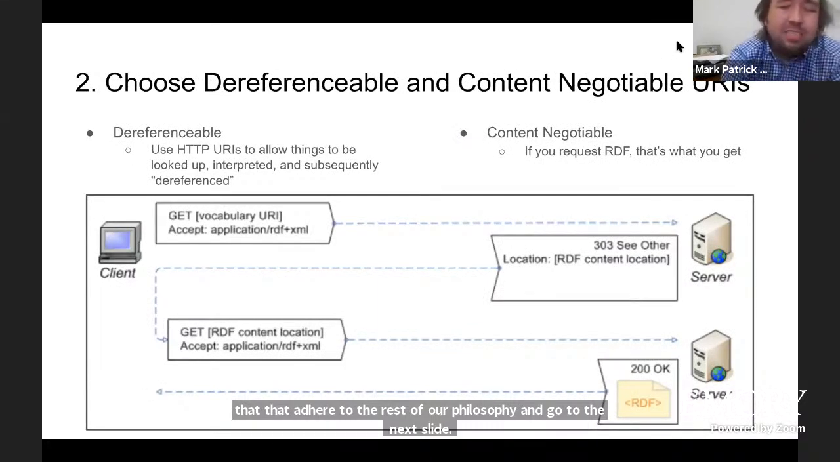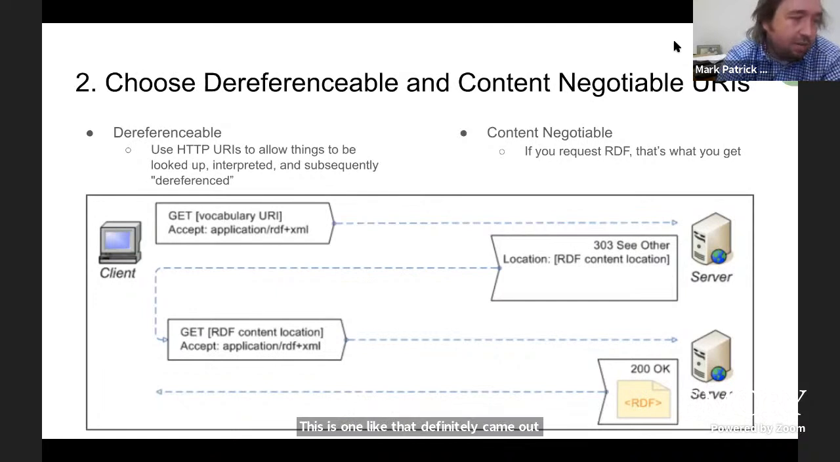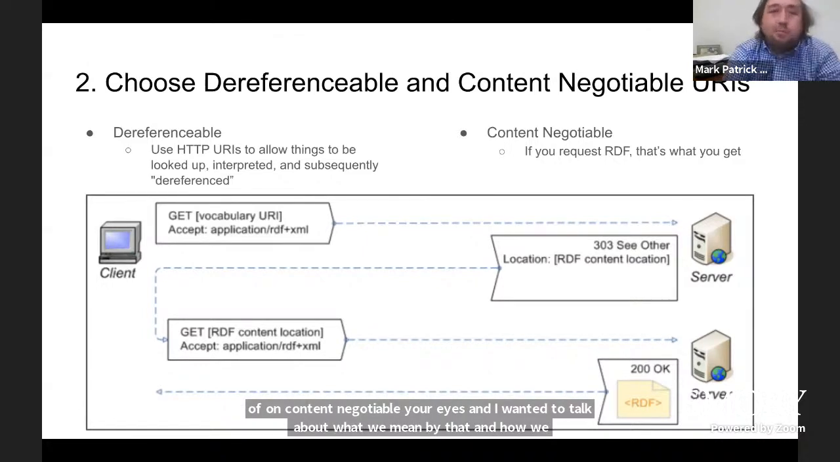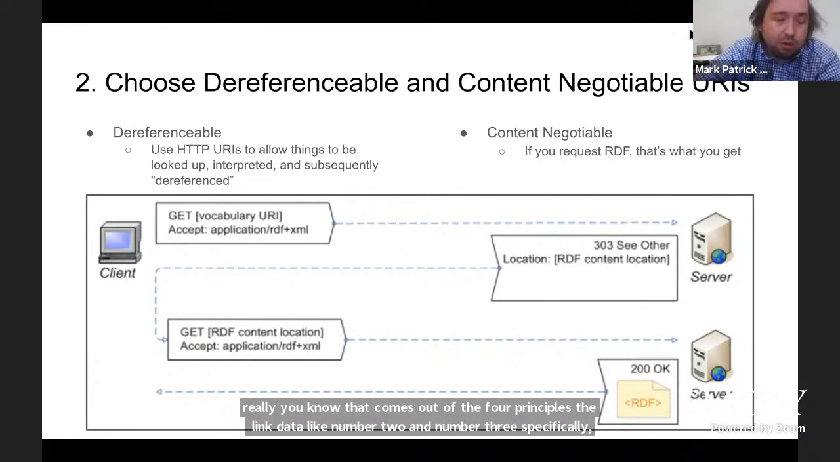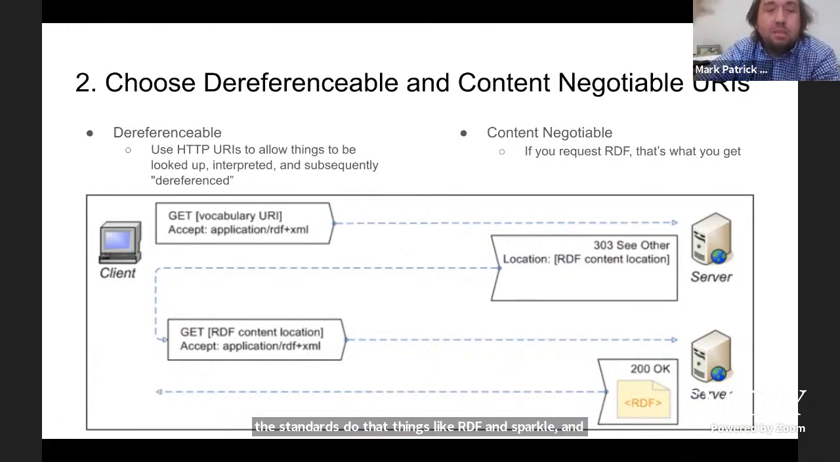This is one that definitely came out of our readings, and it's one that you'll see throughout. We got really caught up on choosing dereferenceable and content negotiable URIs, and I want to talk about what we mean by that and how we interpret that for ourselves. Dereferenceability comes out of the four principles of linked data, numbers 2 and 3 specifically: use HTTP URIs to allow things to be looked up and interpreted, and then use the standards to do that, things like RDF and SPARQL. Essentially, we wanted to make sure that if we had a URI and we were using it, you could look that up and somehow get RDF.